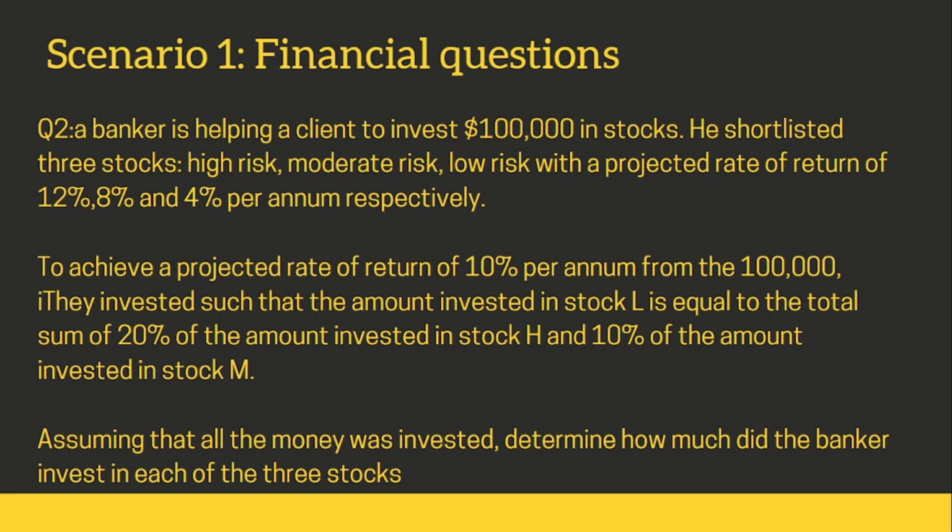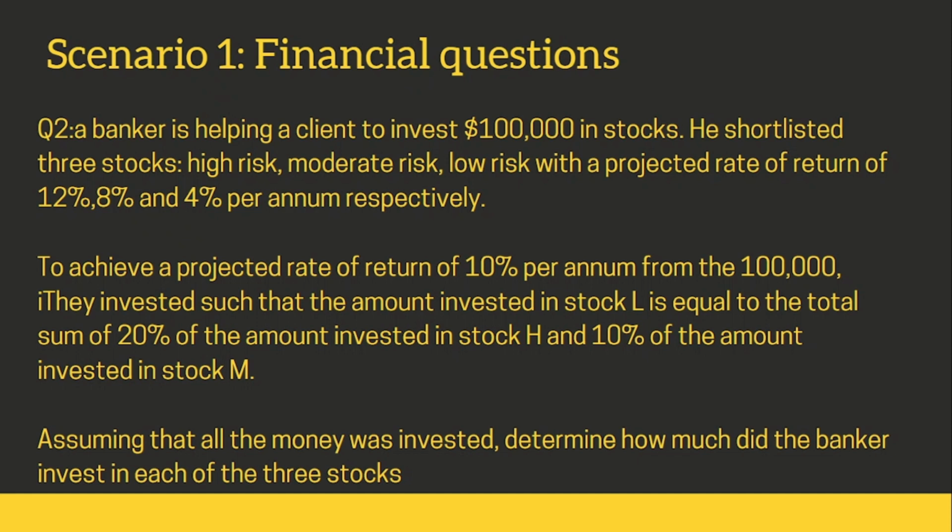So similar to the last question, we can try and create three different variables and then set it such that the total is equal to 100,000. So the first equation we can find is that high risk plus moderate risk plus low risk is all equal to $100,000.